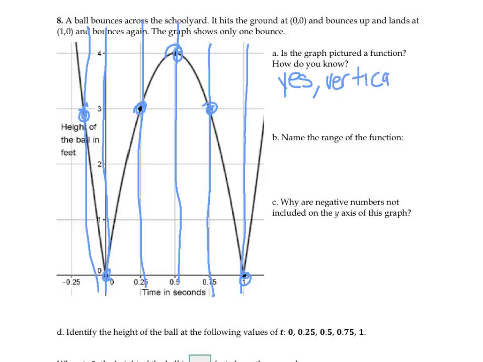vertical line test hits exactly 1 point.